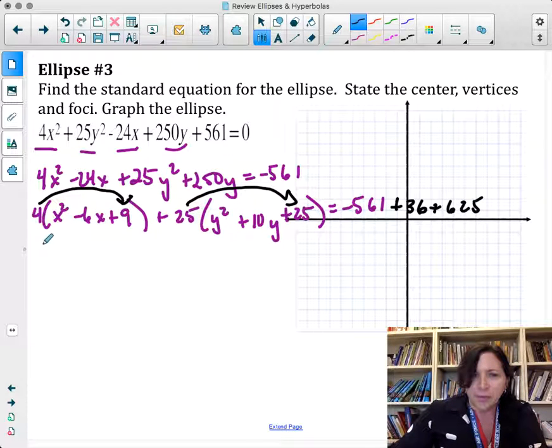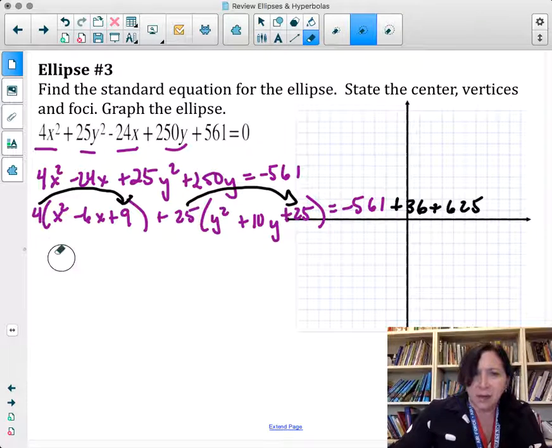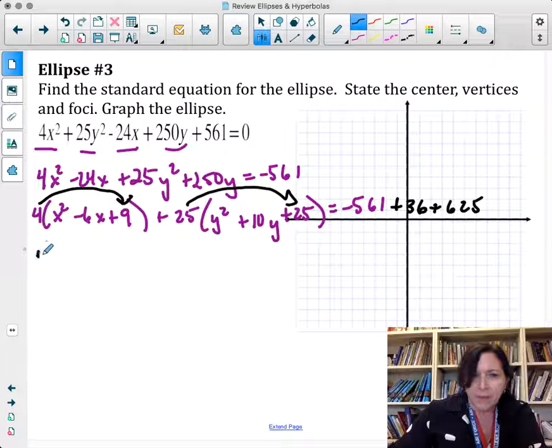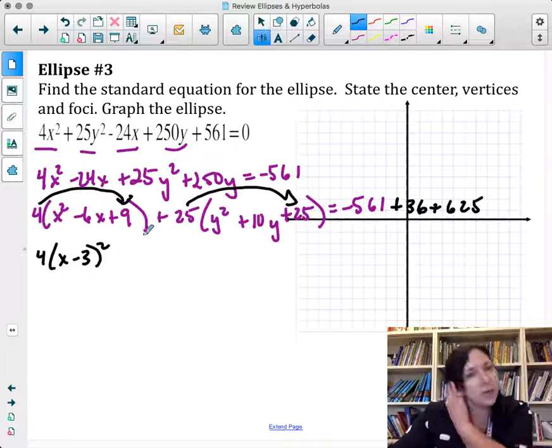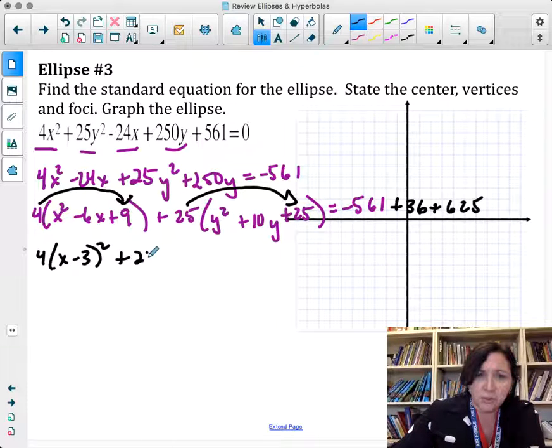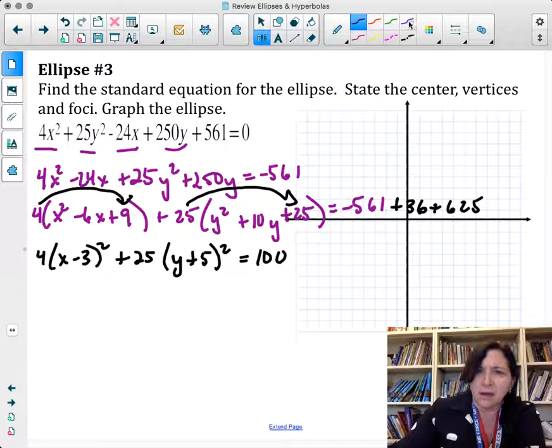So factoring, I get 4 times the quantity x minus 3. Let me write that: 4 times the quantity x minus 3 times x minus 3, so that's quantity squared, plus 25 times the quantity y plus 5 times y plus 5, that's quantity squared, is equal to, this is going to add up to be 100. I'm going to divide throughout.